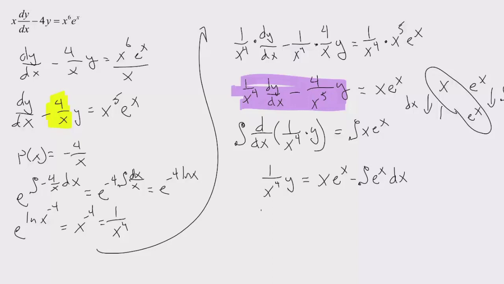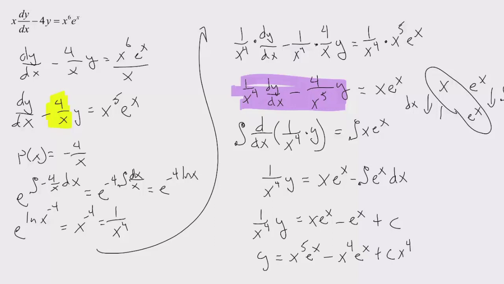So I get 1 over x to the 4th y equals x e to the x minus e to the x, and technically we have that constant sitting there. We want to do our best to solve for y if we can, so I'm going to multiply all my terms by x to the 4th. That's x to the 5th e to the x minus x to the 4th e to the x plus c x to the 4th.